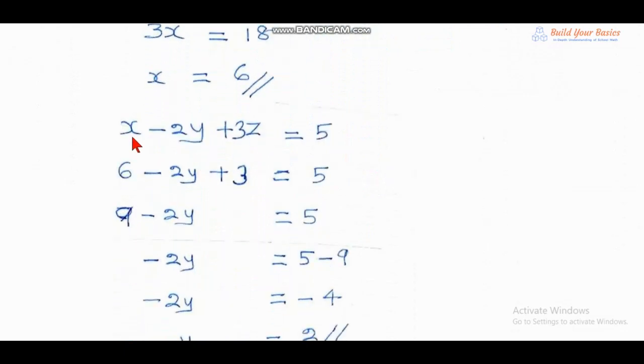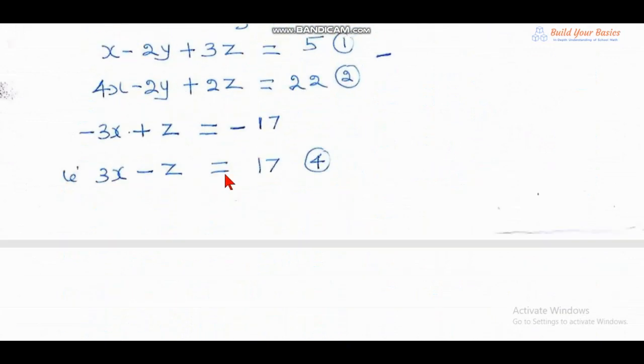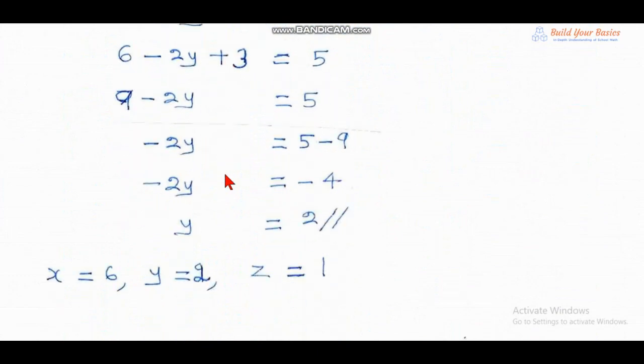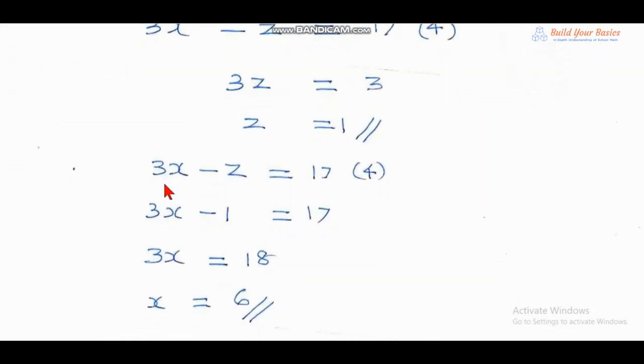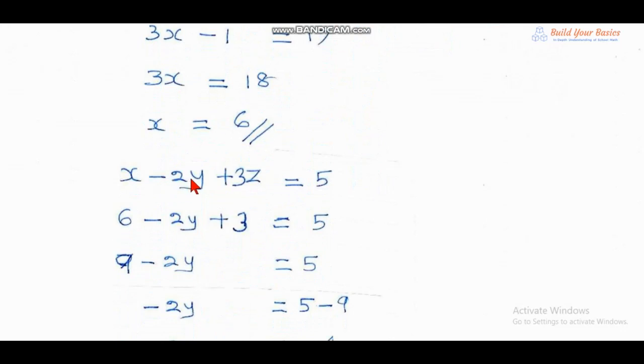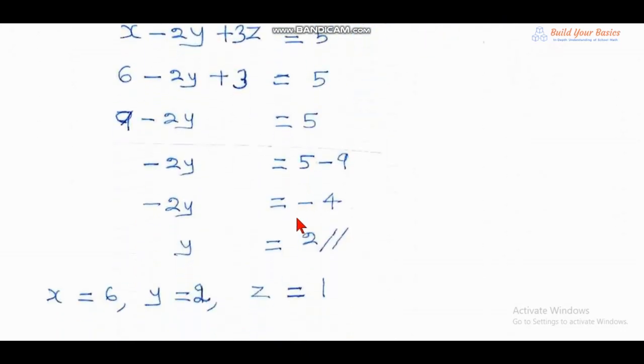Now first equation, x − 2y + 3z = 5. Or you can as well take the second equation. You have to get the value of y. Now the first equation is taken. x − 2y + 3z = 5. That is 6 − 2y + 3 = 5. We have already got the values of x and z. We have to get the value of y.